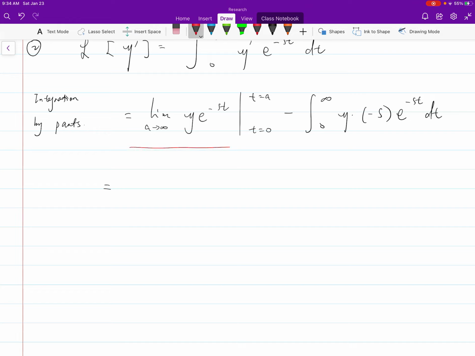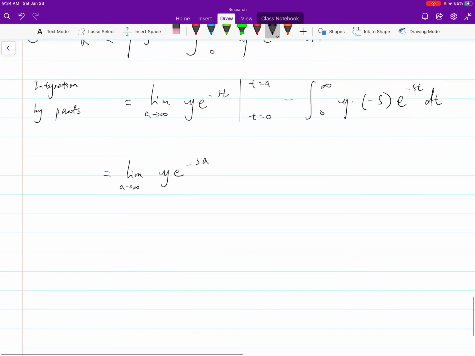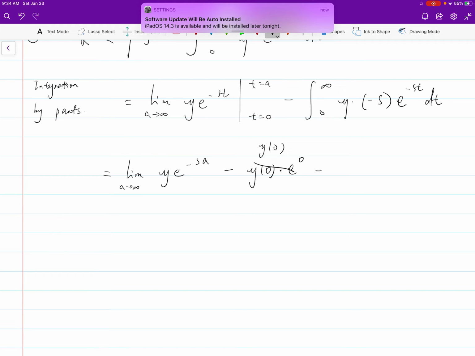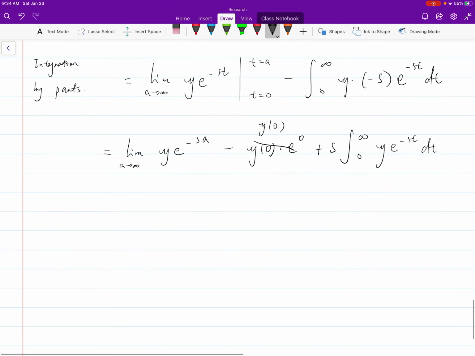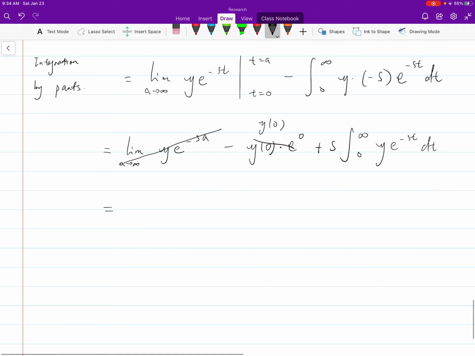Now we need to focus on this. What do we have here? Let's plug in A. Let's plug in 0. Note, y is a function of t, so at 0 it's y0 times e to the 0, which give you just y0. Okay. Minus. Now we have this. We can change it to be plus s, because s has nothing to do with t. We can take it out. We have this one. Okay. Now this goes to 0.